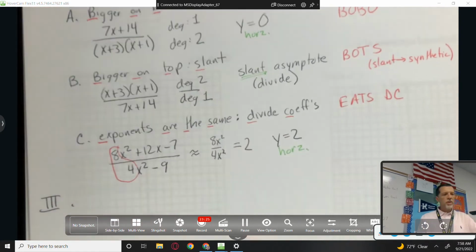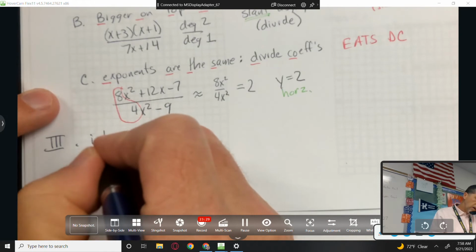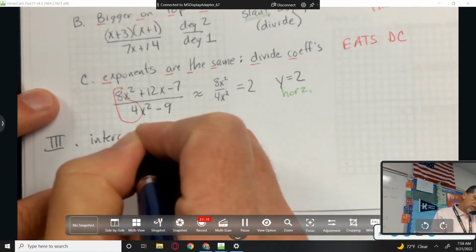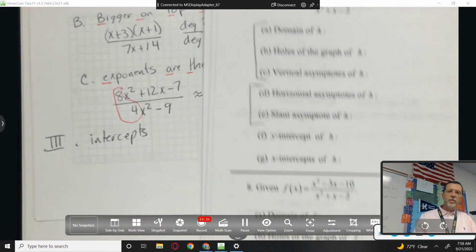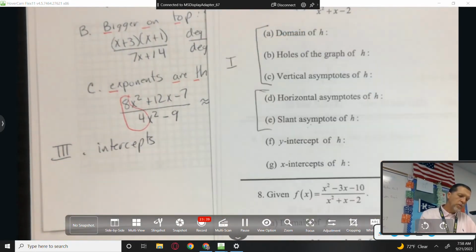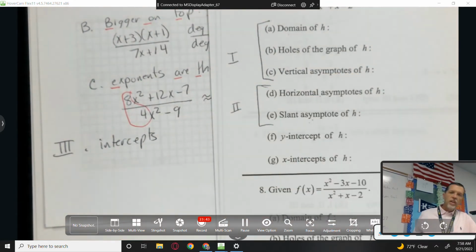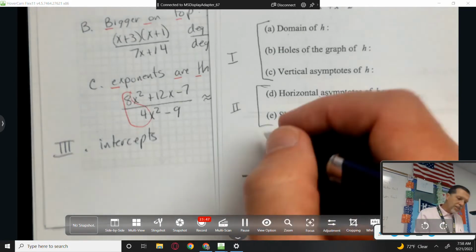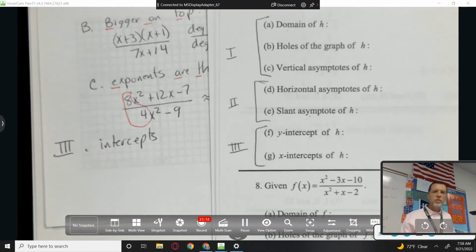Roman numeral 3. Intercepts. By the way, I'm looking back at number 7 again. So the first 3 things go together. That was Roman numeral 1. The second 2 things go together. Horizontal and slant. That's Bobo Bots eats DC. And then the last 2 things are intercepts. That's our Roman numeral 3.